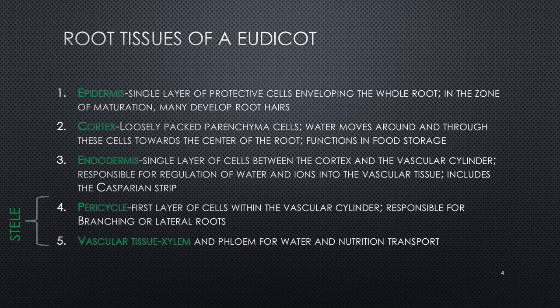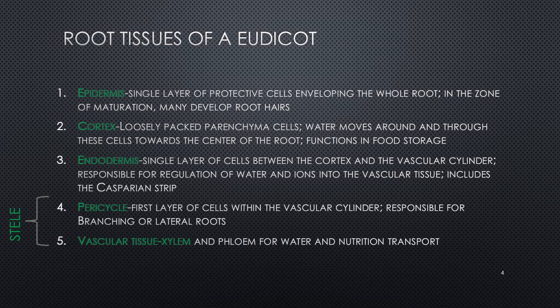The cortex, which kind of makes up the bulk of the root, and that's just loosely packed parenchyma cells. Water moves around and through these cells towards the center of the root. That's also where, if there's going to be food storage, that takes place in the cortex.